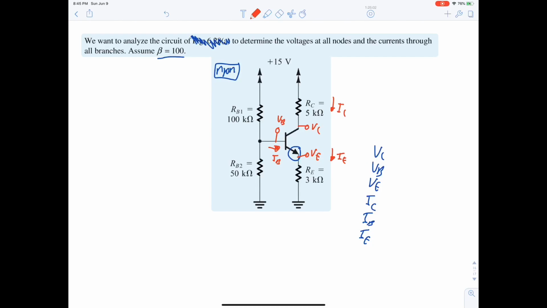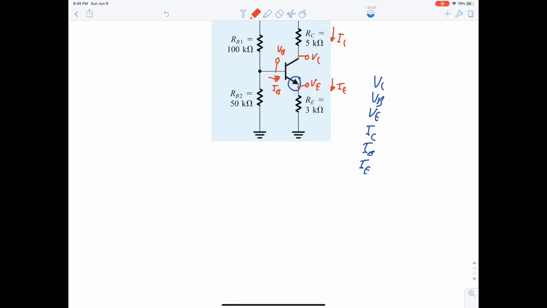How do we usually start? We usually start by assuming active, and then we say that VBE is equal to 0.7, VB minus VE is equal to 0.7. VB is unknown, VE is unknown, so we are stuck. We cannot solve it.